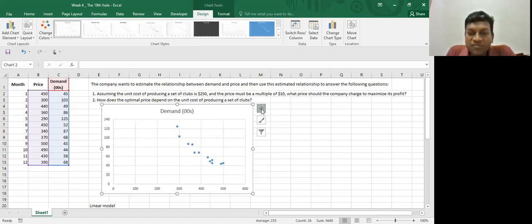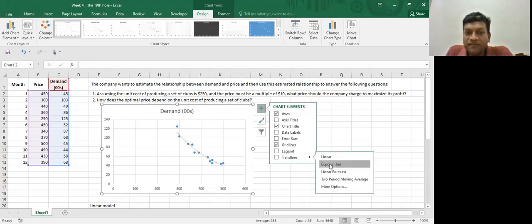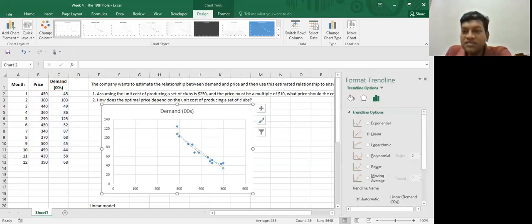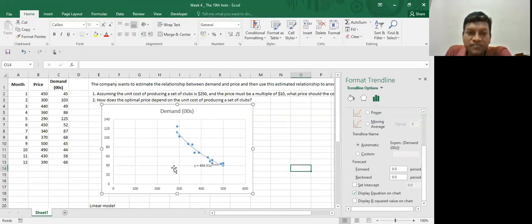Now I click on this plus button, and I say trend line. Click on the trend line. This time, instead of linear, I click on exponential. Okay, and you find a different line appears. Now I want the equation for that. I want the exponential model, and I want the equation. I say display equation on chart, click on that, and I get the equation for this.